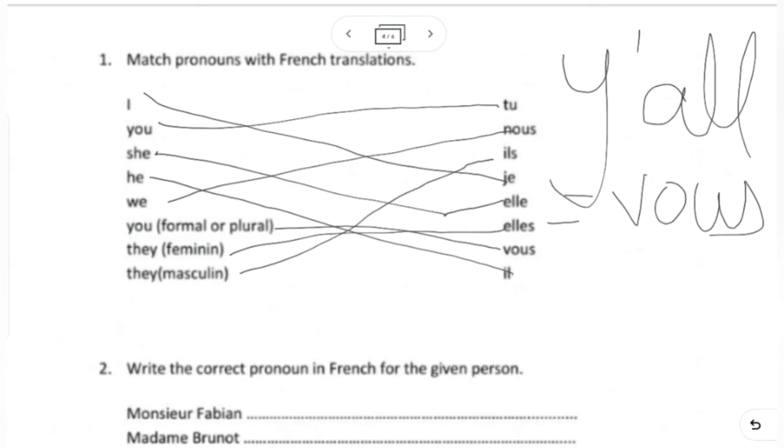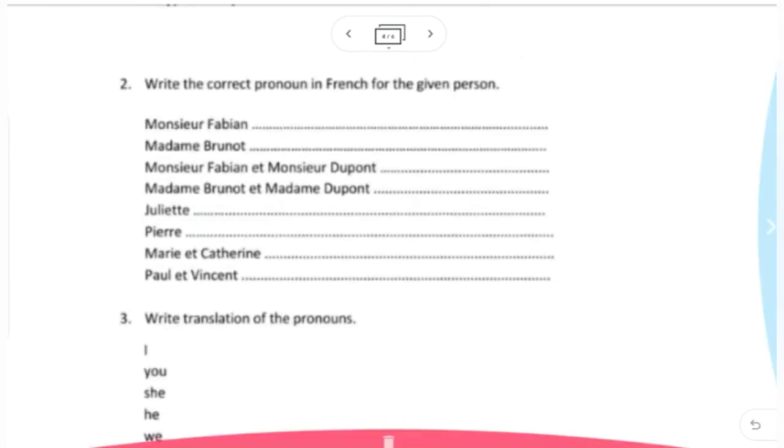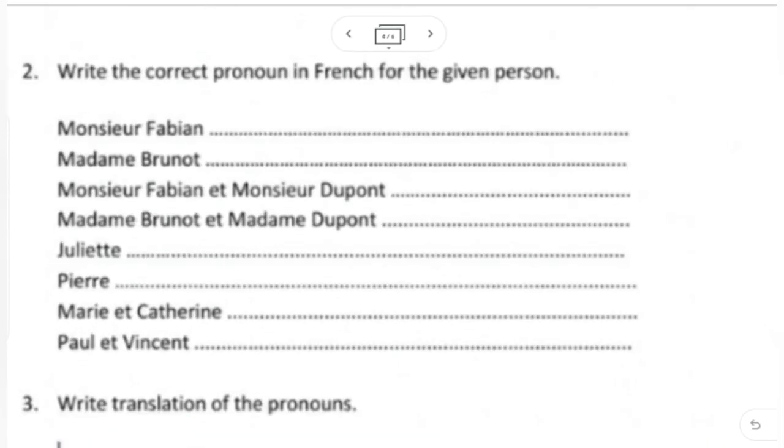If you want, then before saying the answers, you can just pause the video and do it by yourself, and then come here again to check for the answers. It will help your understanding. Now let us see. Write the correct pronouns in French for the given person. So we have to do nothing, but change the subject into a subject pronoun.